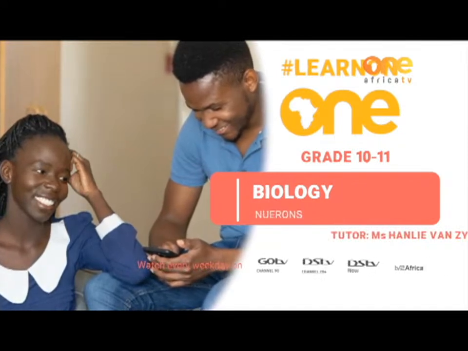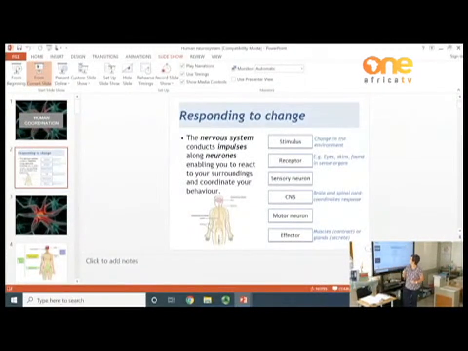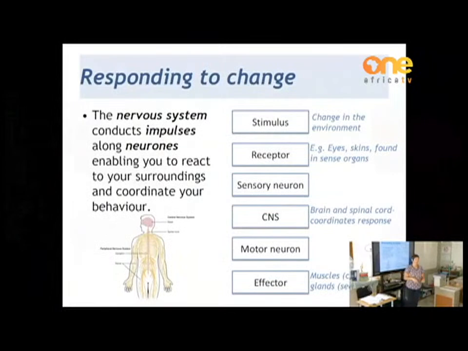When we look at human coordination, we immediately think about our response system. When we look at our nervous system, we know that in order to get the information from outside our bodies to our brains, there need to be senses. And we say there must be a stimulus. The stimulus is the change in the environment. It can be a light ray, it can be a sound wave, it can be something that you touch, it can be something that you smell or that you taste. That is the stimulus.